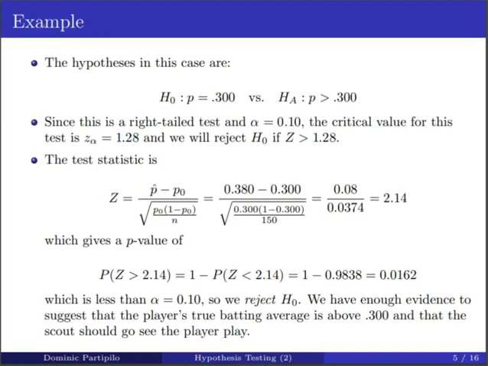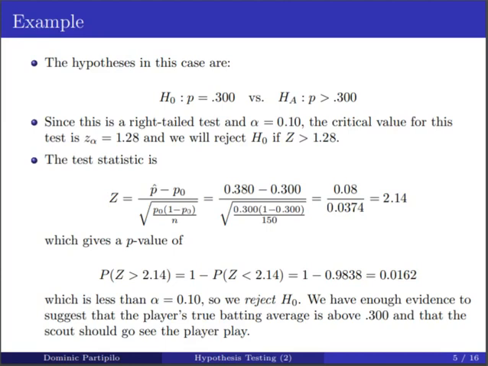So now let's calculate our test statistic. This was the formula that we had before, and if we plug everything in, then we'll get 380 minus 300 over this mess right here. And if we do this math, we'll get 0.08 over 0.0374, and that will give us a test statistic of 2.14. Now, we already know just by looking at this that that's more extreme than this. It's greater than 1.28, so we know we're going to reject before we do anything else.